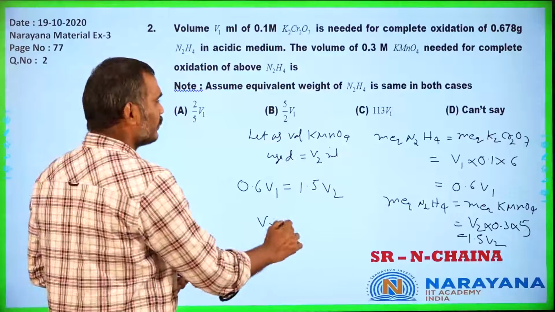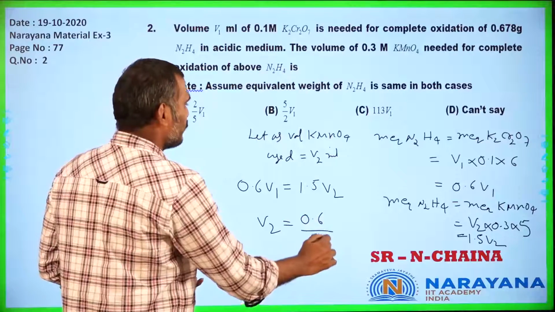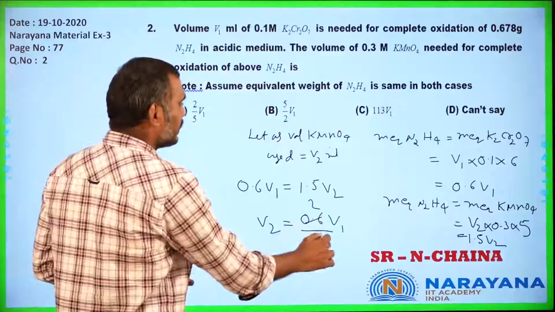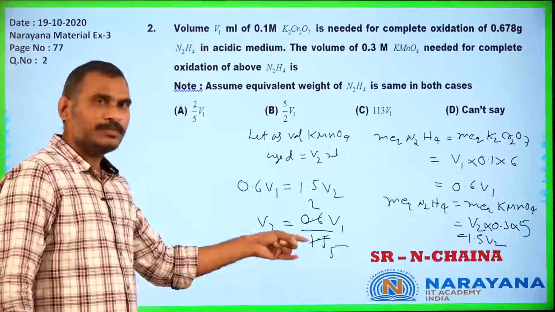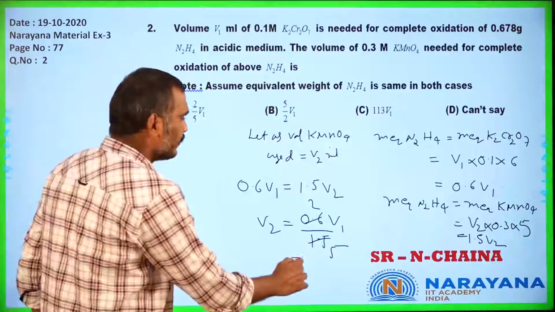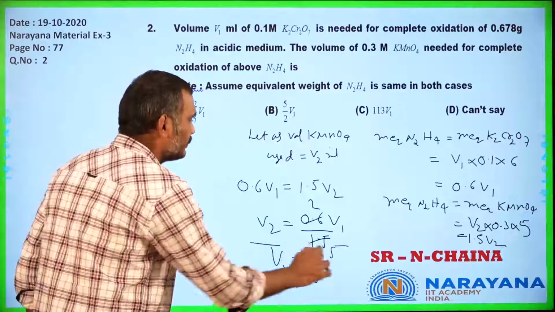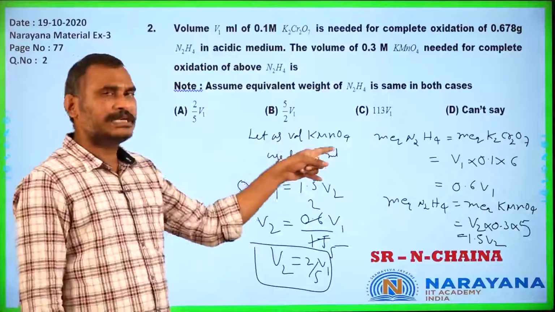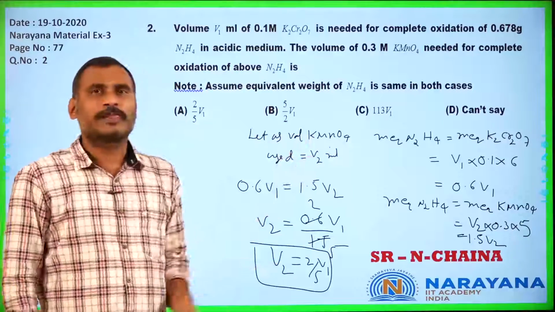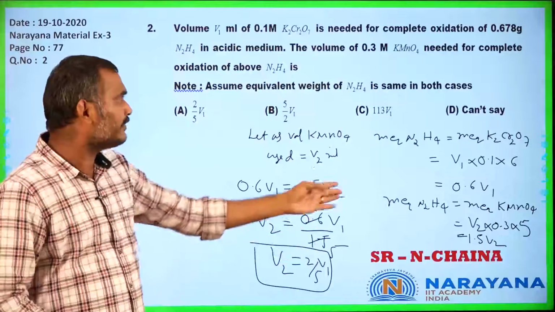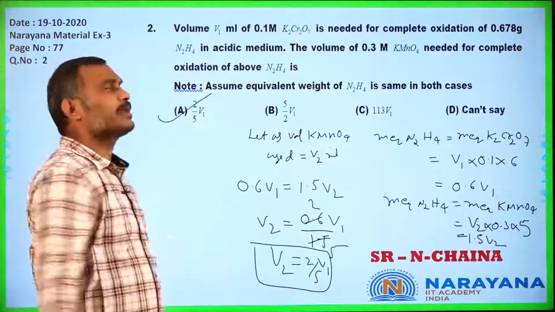Then V2 is equal to 0.6 by 1.5 into V1. So 0.6 by 1.5 is 0.4, that is 2 by 5. Therefore the volume of KMnO4 used to oxidize the given N2H4 is 2 by 5 V1, that is V2. Yes, we have the answer here.